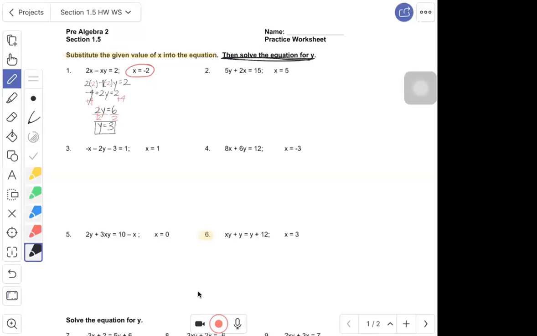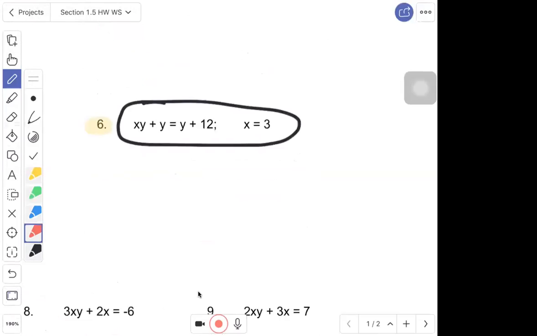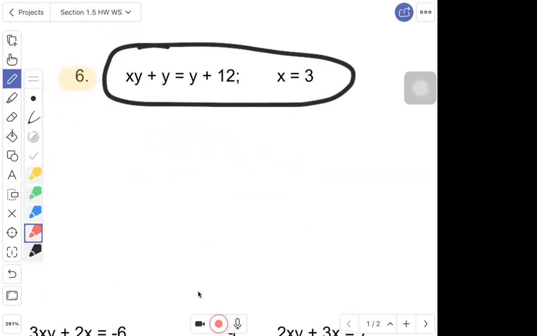And we have our equation down here. So they're first asking us to substitute the given value of x into the equation. We have our x right here, and we're going to substitute it in to our equation. So the first variable we have is our x. So we want to put parentheses first, and there we're going to put in our 3.